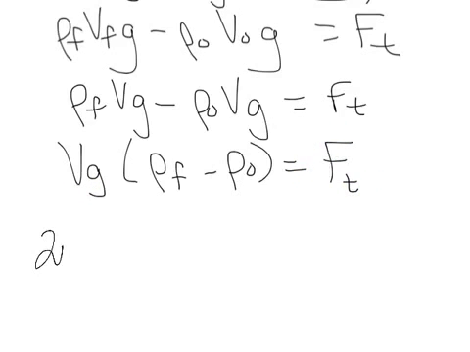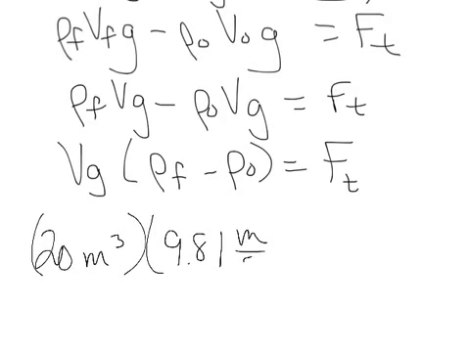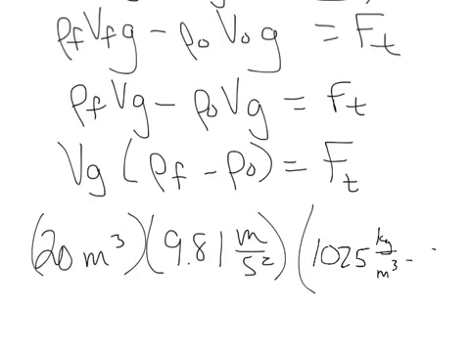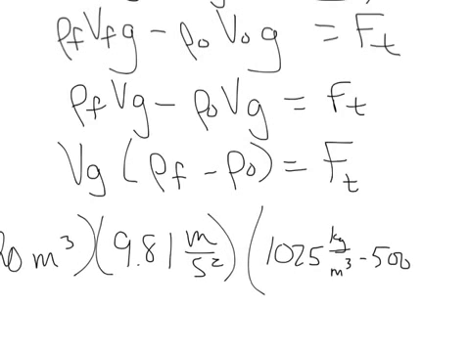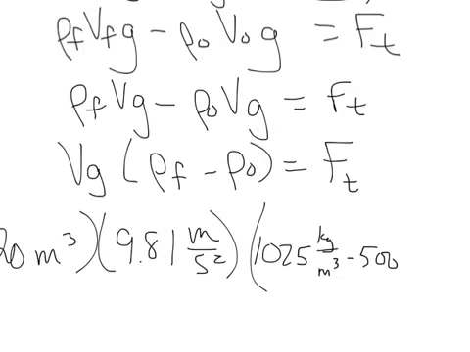So plugging in, the volume is 20 cubic meters of the object and the water displaced. Acceleration due to gravity is 9.81 meters per second squared. And then we're going to subtract our two densities. We've got 1025, and that's in kilograms per cubic meter, minus 500, and that's also in kilograms per cubic meter. And that equals the force of tension.